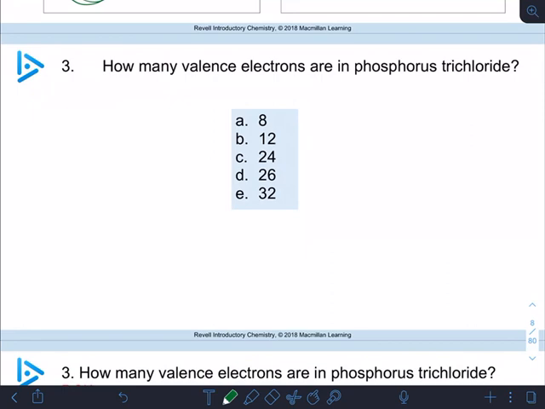So let's take a look and do a little practice with totaling up the number of valence electrons. This is a little practice with your nomenclature too, which is useful.